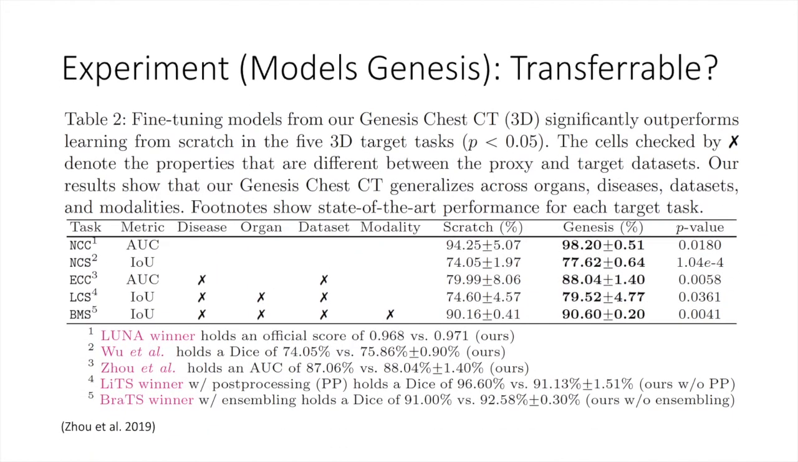The experiments regarding Models Genesis focus more on discussing the transferability of the model. This table shows the increase in performance of Models Genesis compared to training from scratch. The p-values suggest that these increases are statistically significant. In addition, this table also shows the transferability of Models Genesis. Pre-trained on 3D chest CT scans, Models Genesis is capable of fulfilling tasks in a different modality, such as the last one here, which is a task on MR scans, and even across different organs on liver and brain.